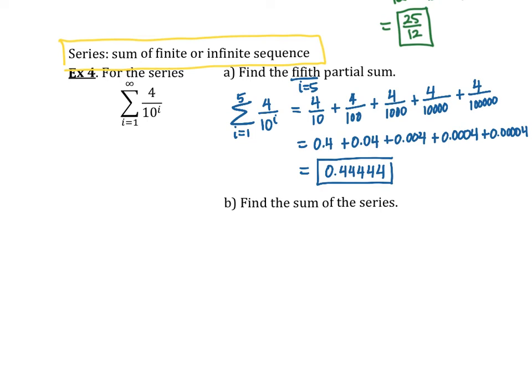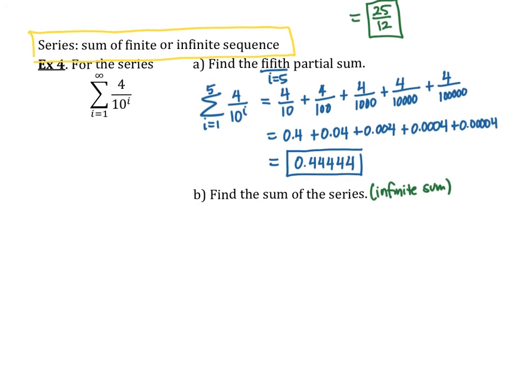Okay, now when they say find the sum of this series, now they're talking about they want you to find the infinite sum. So they want you to add up all the terms to infinity. And when they say that, that normally means there's going to be some sort of pattern because you can't actually keep adding until you get to infinity. Okay, now I'm going to consider the pattern that we started from above because it was a pattern that I could see forming. Okay, so when I only did the fifth partial sum, I did 0.4 plus 0.04 plus 0.004 plus, and I kept going forever and ever and ever.